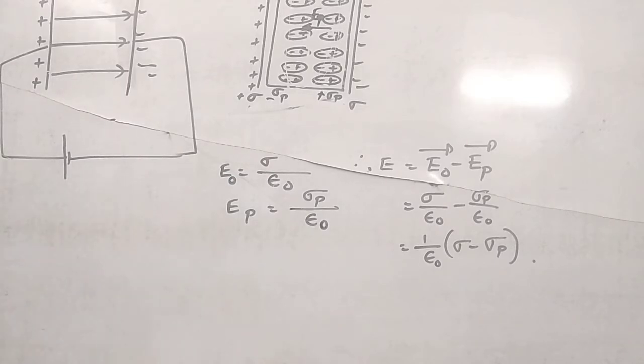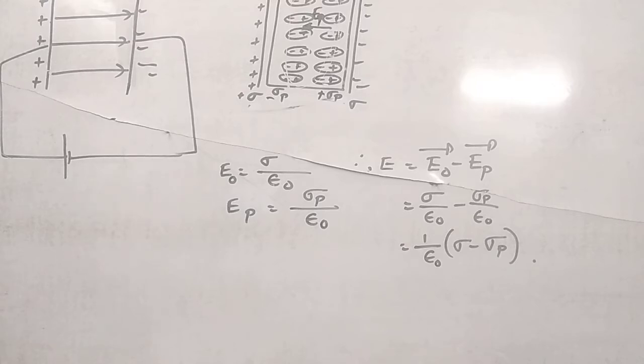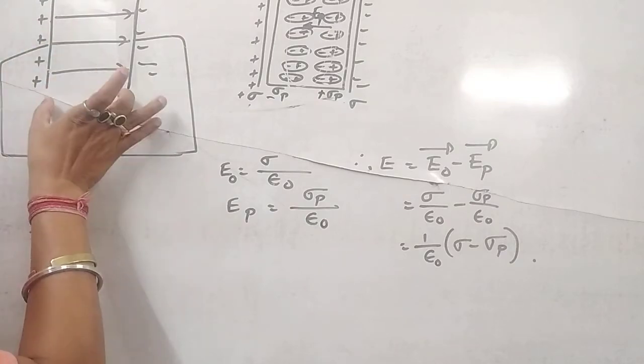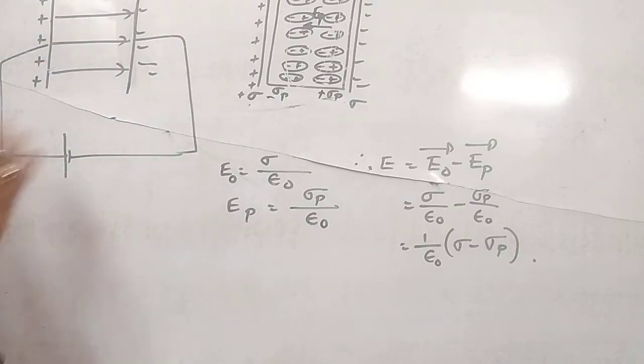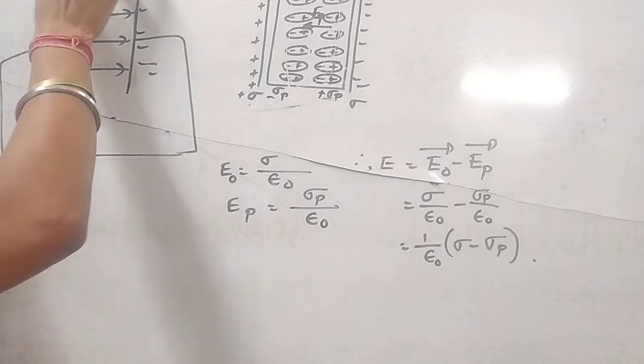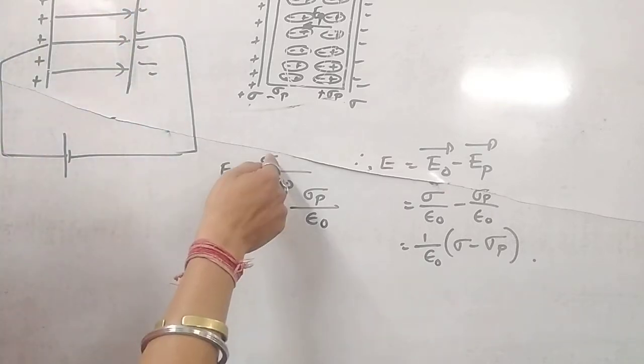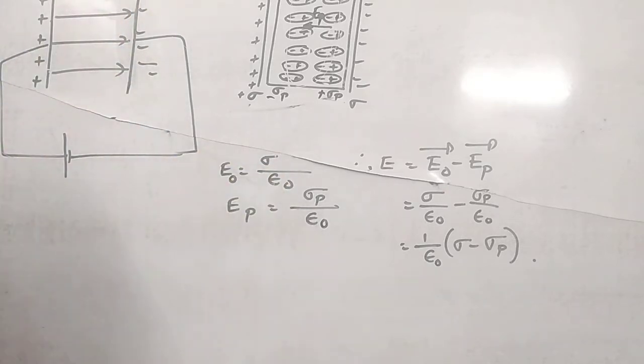Now, what is the dielectric constant? This is a very important topic. Lots of times it comes in the examination. What do you know about the dielectric constant? We have just come to know that when there is no dielectric between the capacitor plates, the electric field is E0 and the value is sigma by epsilon naught.